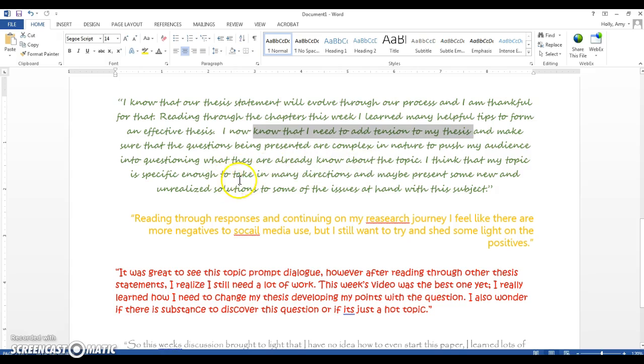Let's see. And then presenting some new and unrealized solutions. I thought that was a really insightful comment as well, because oftentimes part of the problem is that maybe the solutions that have been tried in the past have failed. And so if you can look at your issue and say, well, what's the problem here? Is there anything that's been tried in the past and not particularly succeeded? And how can I push my proposal or my solution up against those prior solutions to kind of create some tension there as well? So all of this I thought was really insightful.